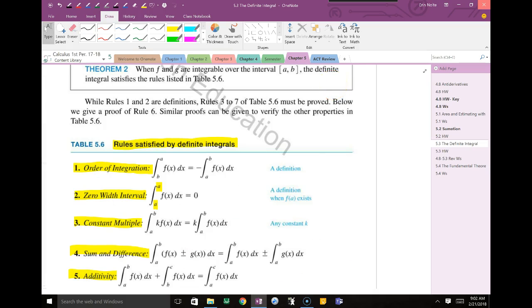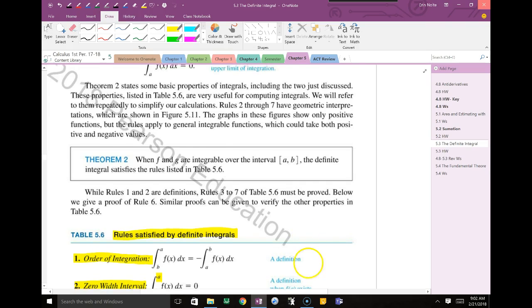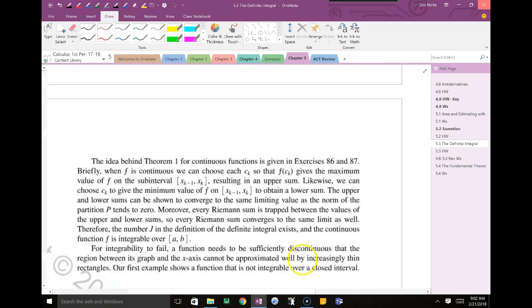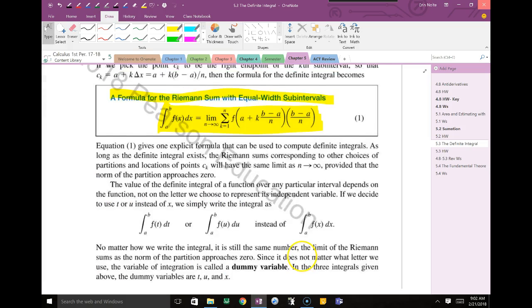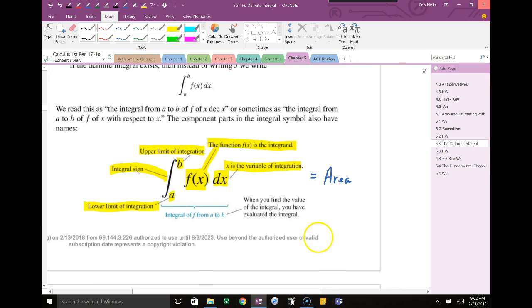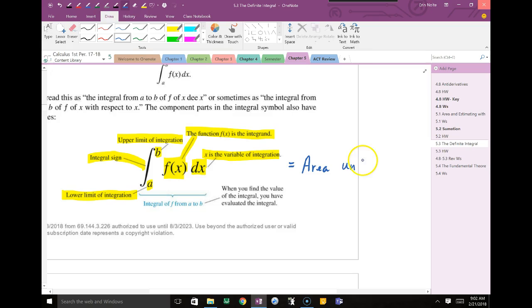Where is it? Right here. Rules satisfied. Oh, I thought there was a whole box that said equals the area under the curve. Maybe I missed that. So anyways, just say this is equal to the area under the curve.